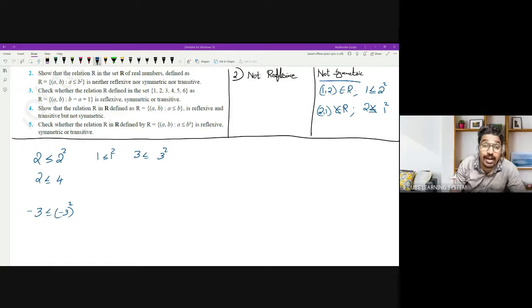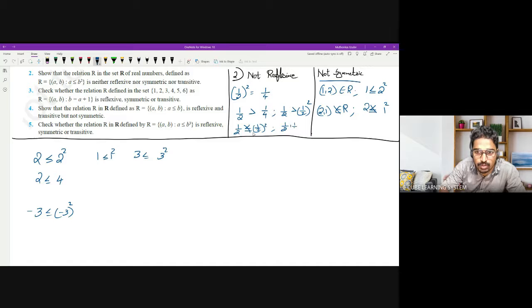1/2. There it is. There comes the answer. If you take 1/2, 1/2 square is 1/4. Right? Clearly, 1/2 is greater than 1/4. That is, 1/2 is greater than 1/2 square. So 1/2 is not less than or equal to 1/2 square. 1/2 does not belong to our relation. We obtained a term which does not belong to our relation. So we can say this is not reflexive.